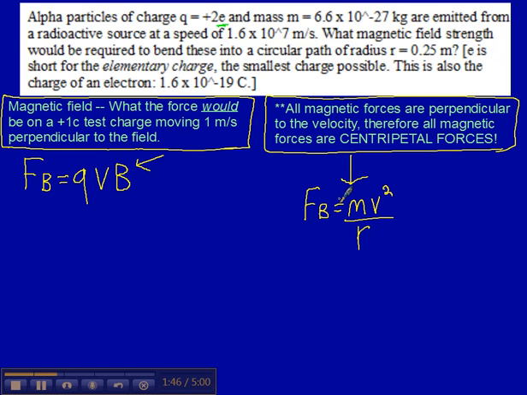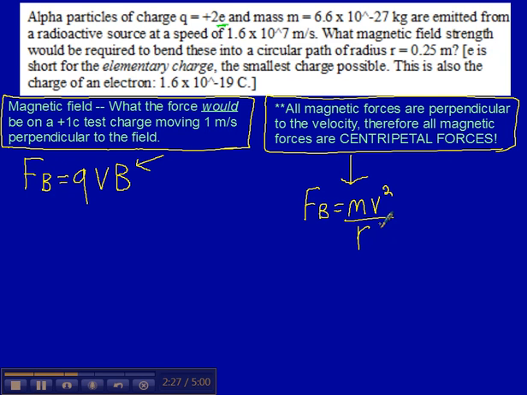First of all, if the magnetic field tells you what the force would be if you have a q of plus 1 and a v of 1, then this is how the formula fits together. The force from a magnetic field equals charge times velocity times how strong the magnetic field is. So hopefully that formula makes sense to you. And then over here, since I told you that all forces from magnetic fields are centripetal forces, then oftentimes it's going to be very useful to set F_B equal to mv squared over r, especially when the magnetic force is the only force that we really care about in the problem, like this one.